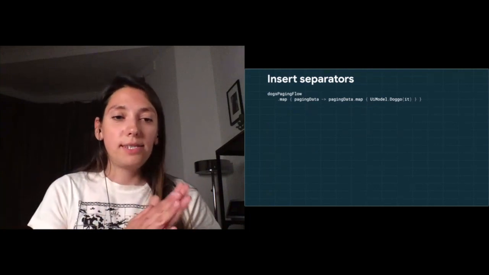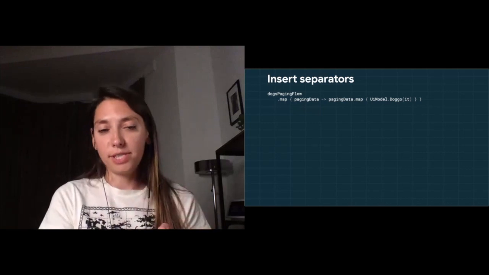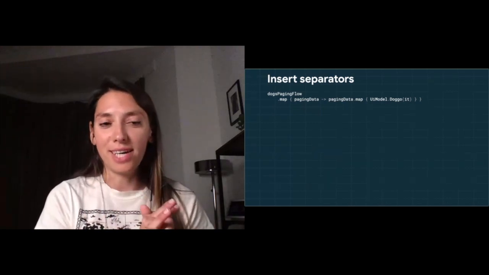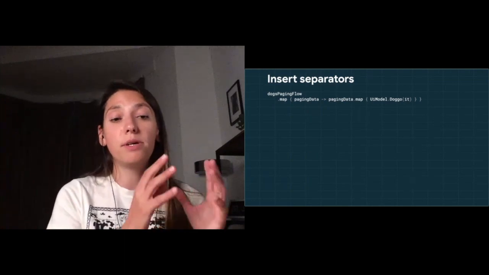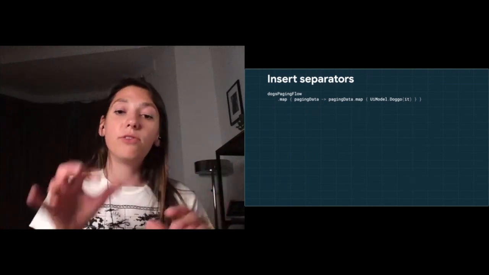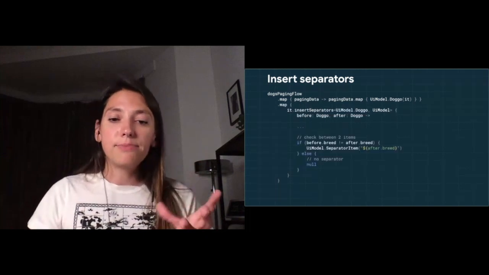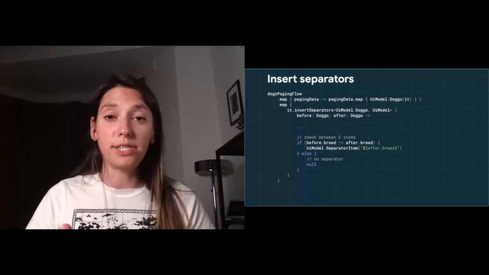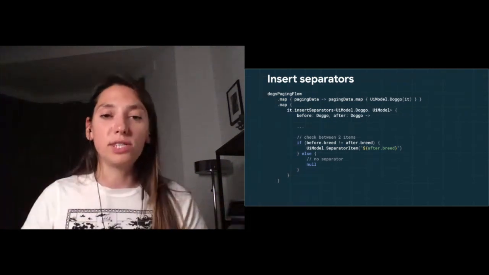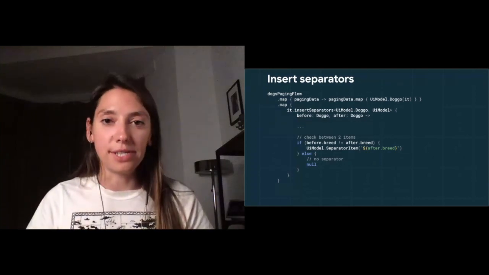So to do this, we create a new UI model that defines a doggo item and a separator item. Then we need to transform our items. First, we need to transform the flow of dogs into a flow of UI model doggos. Next, to be able to modify the list to insert separators, we again transform the list, we call map, and then we call insertSeparators.